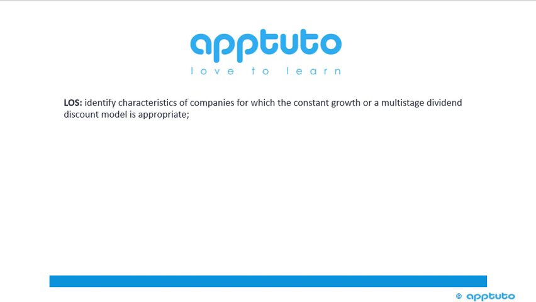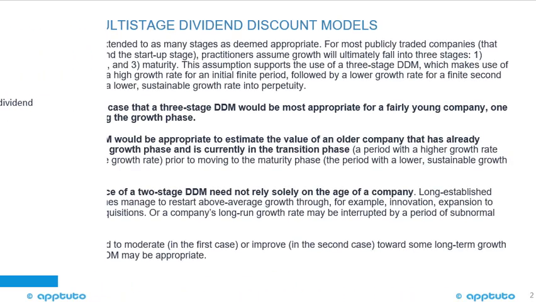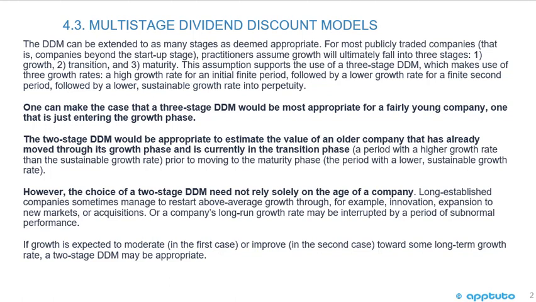This LOS is to identify characteristics of companies for which the constant growth or a multistage dividend discount model is appropriate. Multistage dividend discount models: the dividend discount model can be extended to as many stages as deemed appropriate. For most publicly traded companies, that is, companies beyond the startup stage, practitioners assume growth will ultimately fall into 3 stages: 1, growth; 2, transition; and 3, maturity.